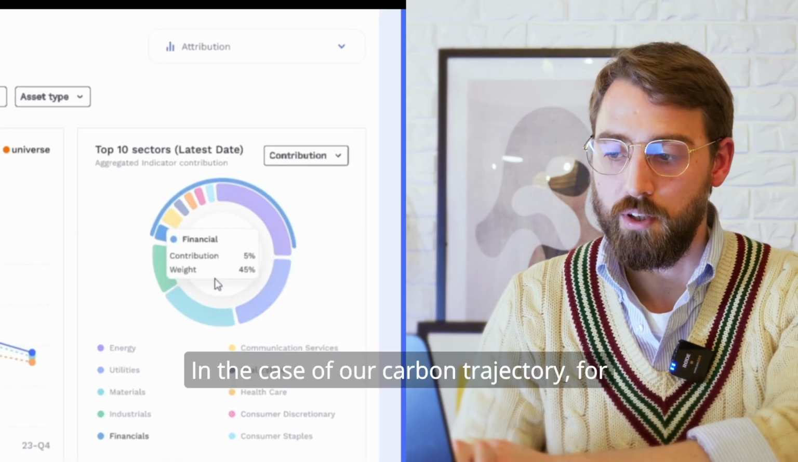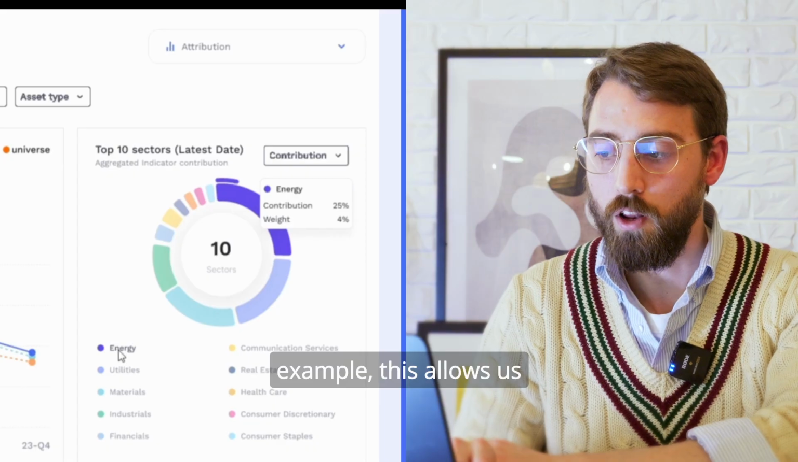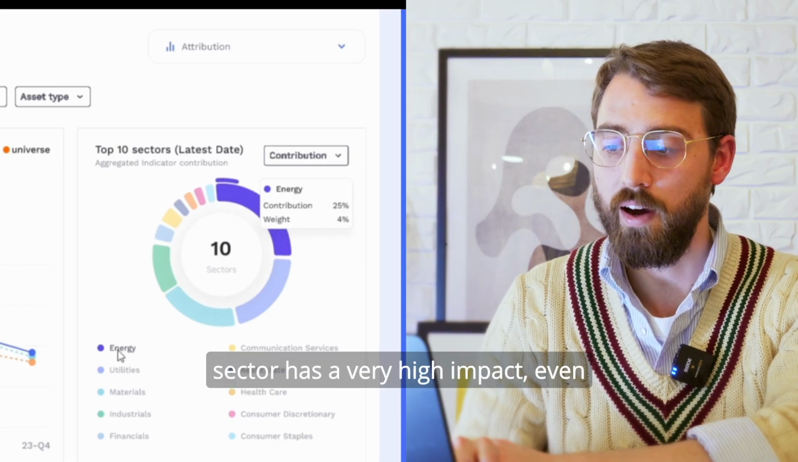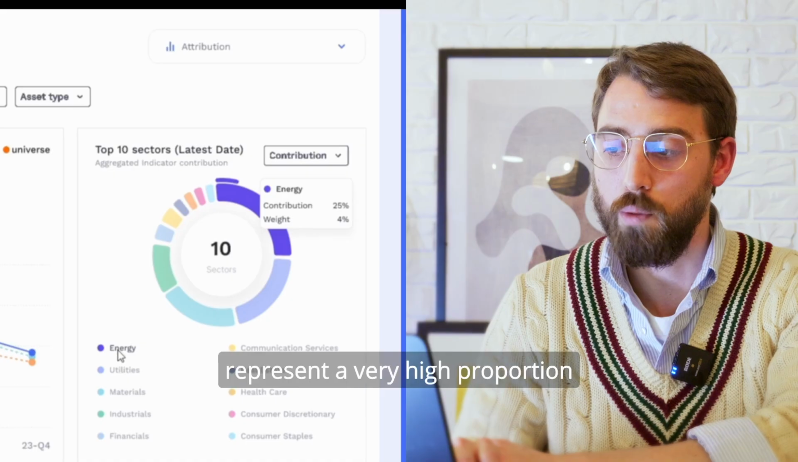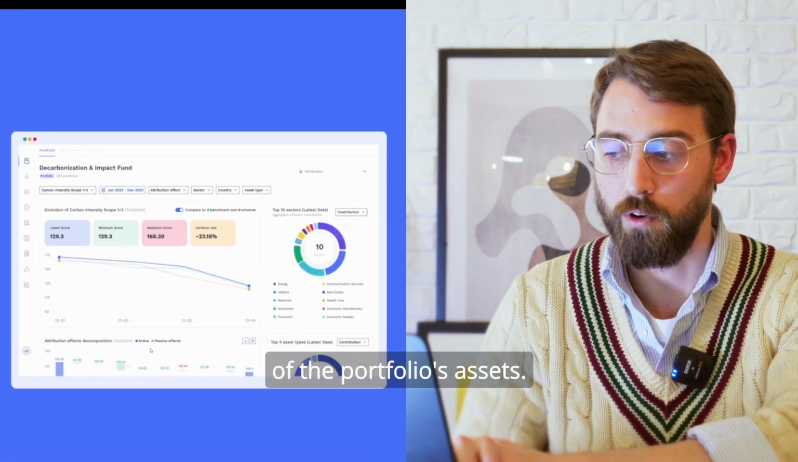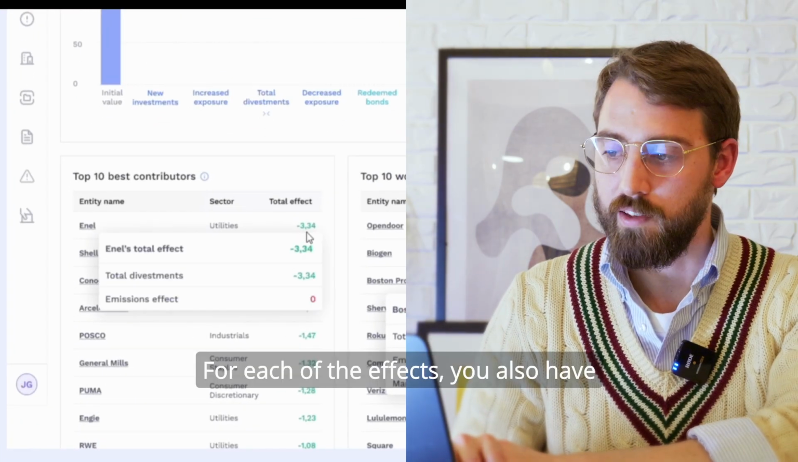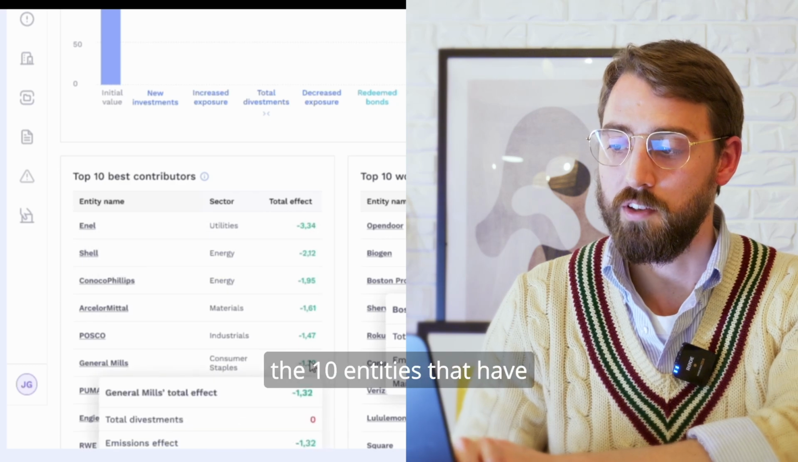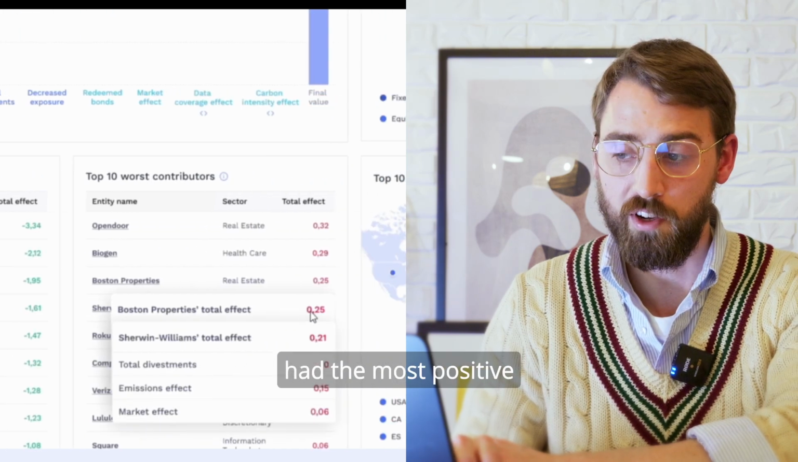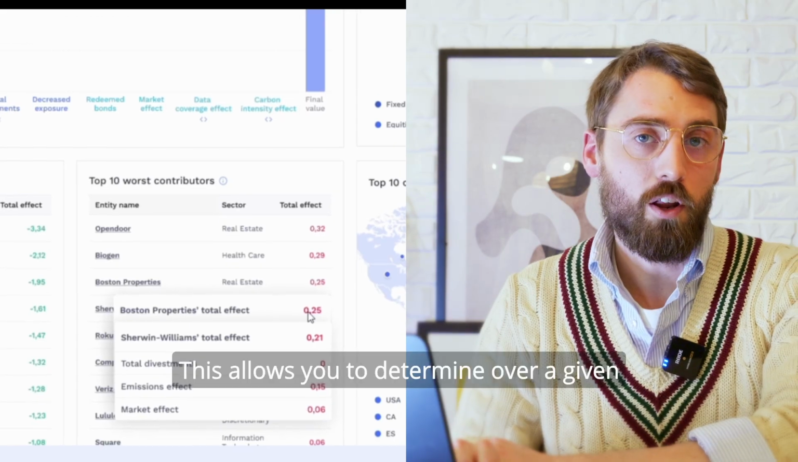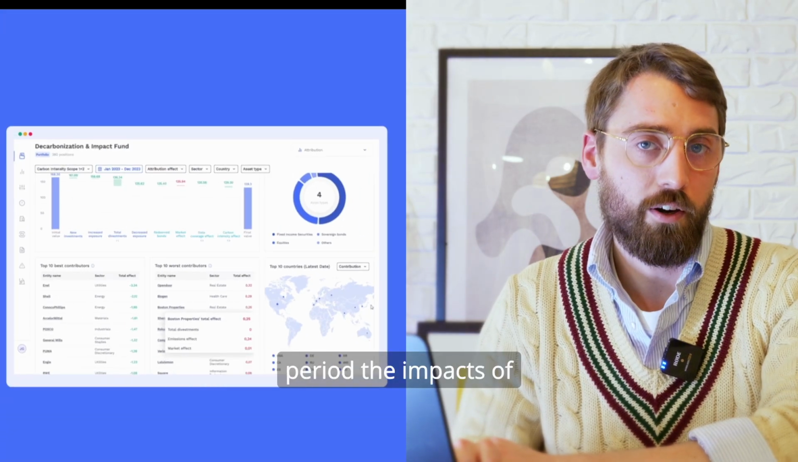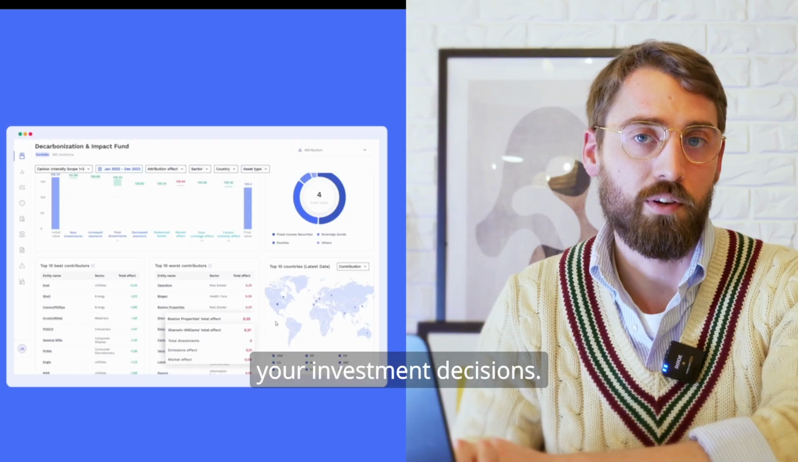In the case of our carbon trajectory, for example, this allows us to see that the energy sector has a very high impact, even though it does not represent a very high proportion of the portfolio's assets. For each of the effects, you also have access to a ranking of the 10 entities that have had the most positive or negative impacts. This allows you to determine over a given period the impacts of your investment decisions.